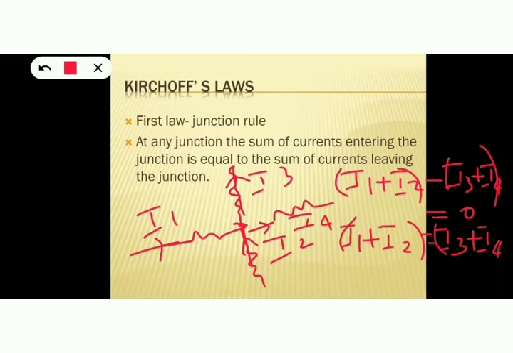This is the total current entering the junction, I1 plus I2. It is equal to the total current leaving the junction. So I3 plus I4 is the total current leaving the junction. This is Kirchoff's first rule.